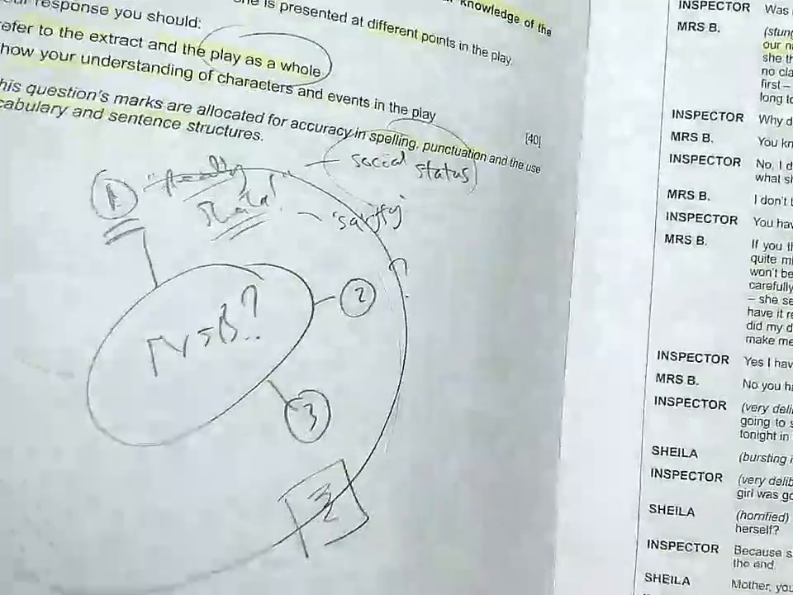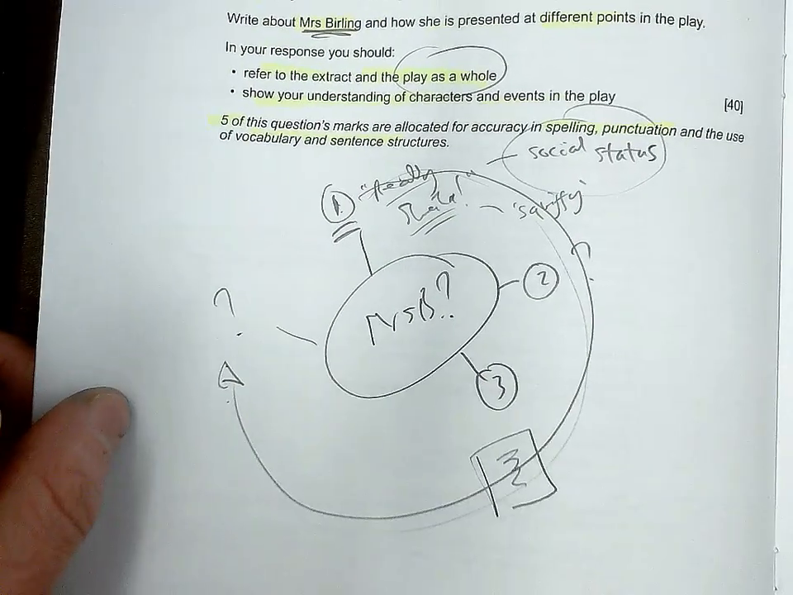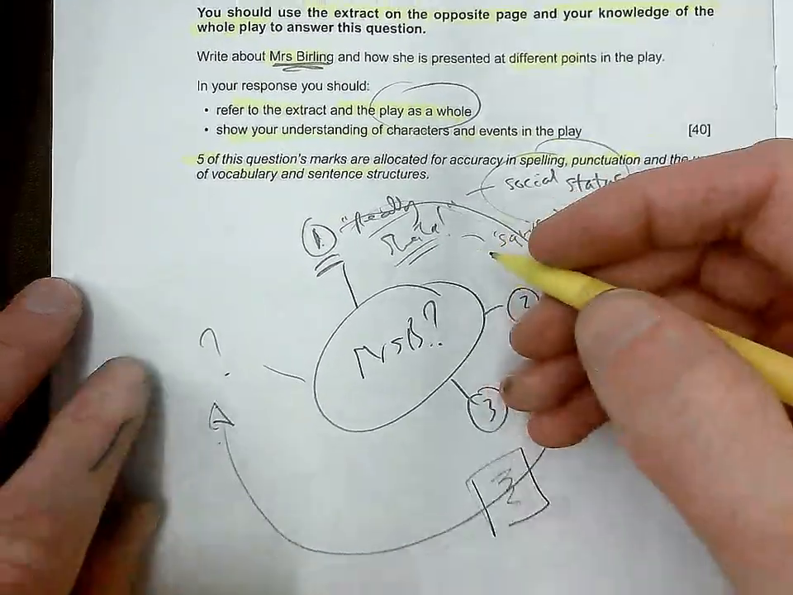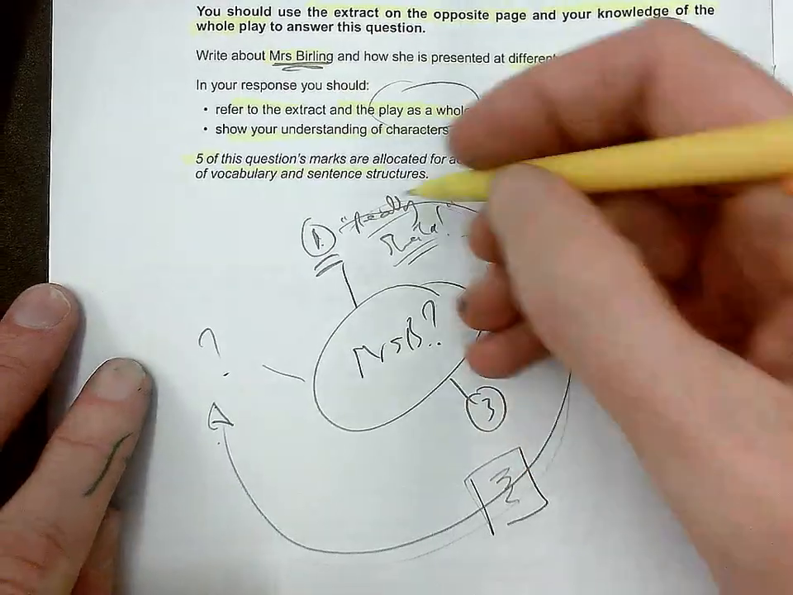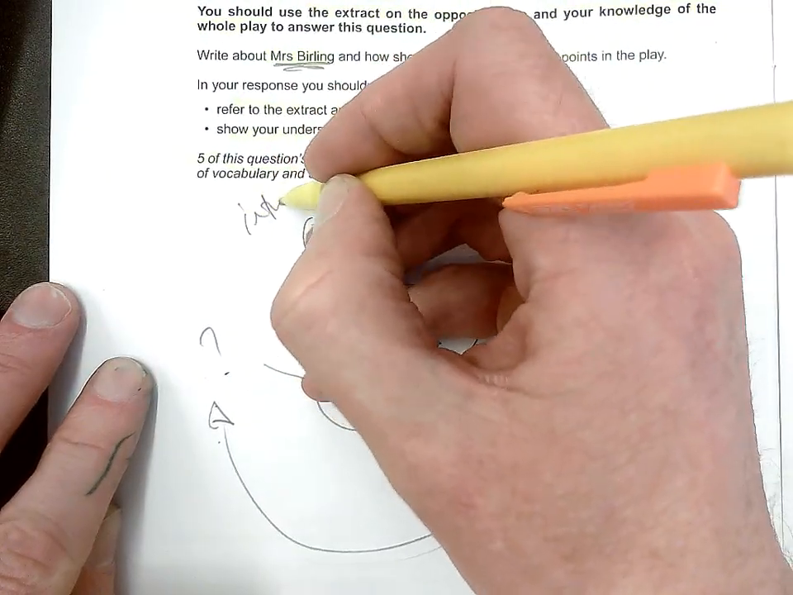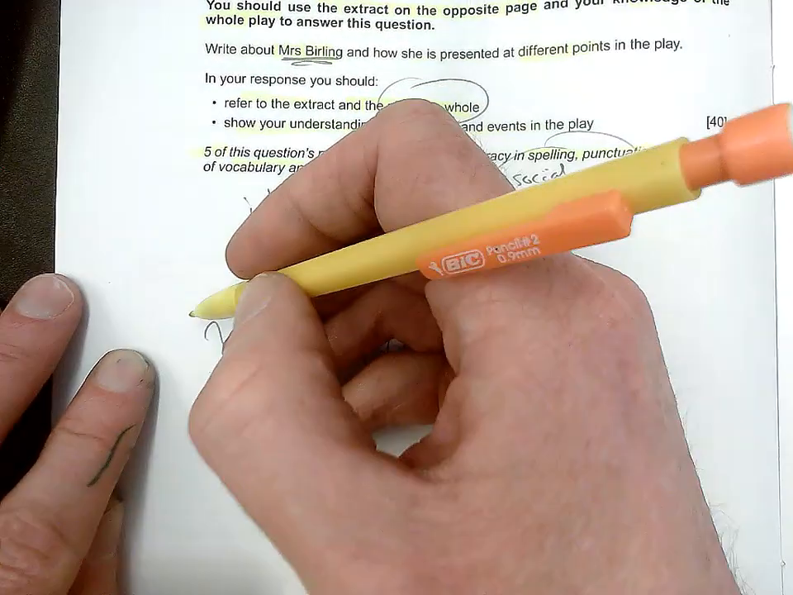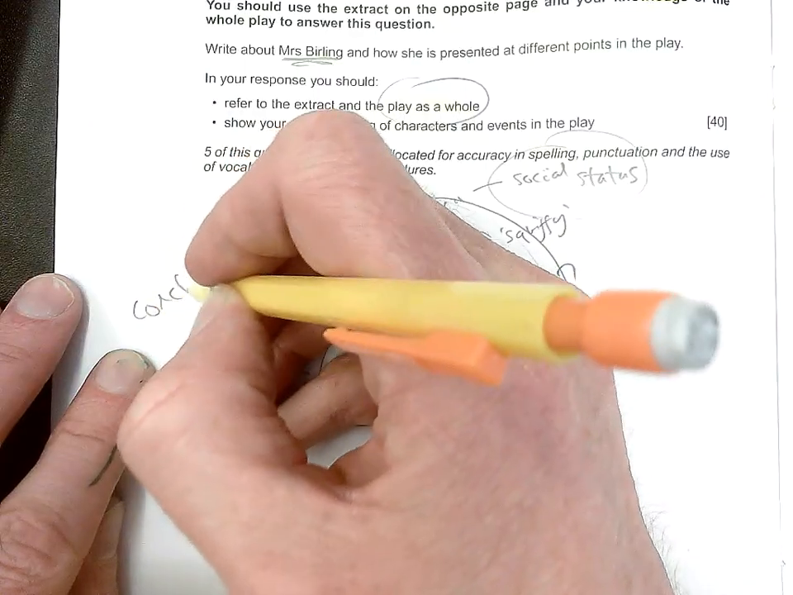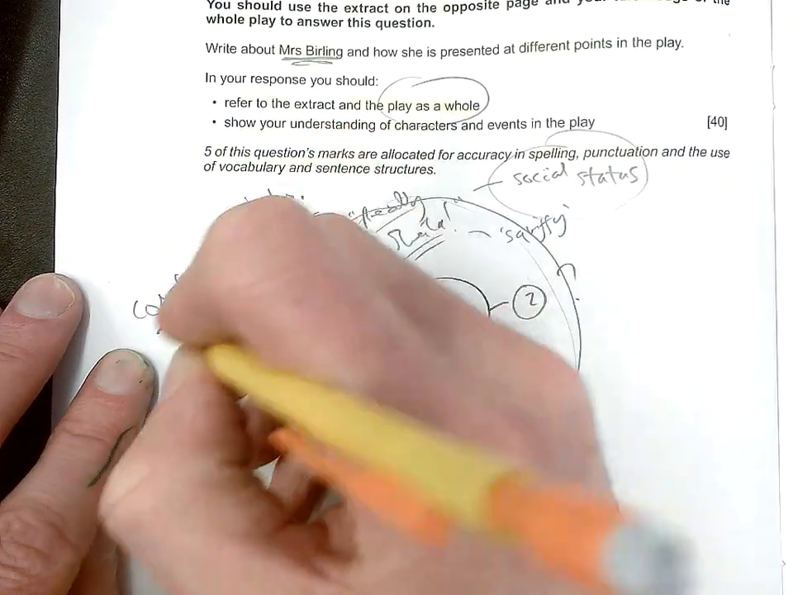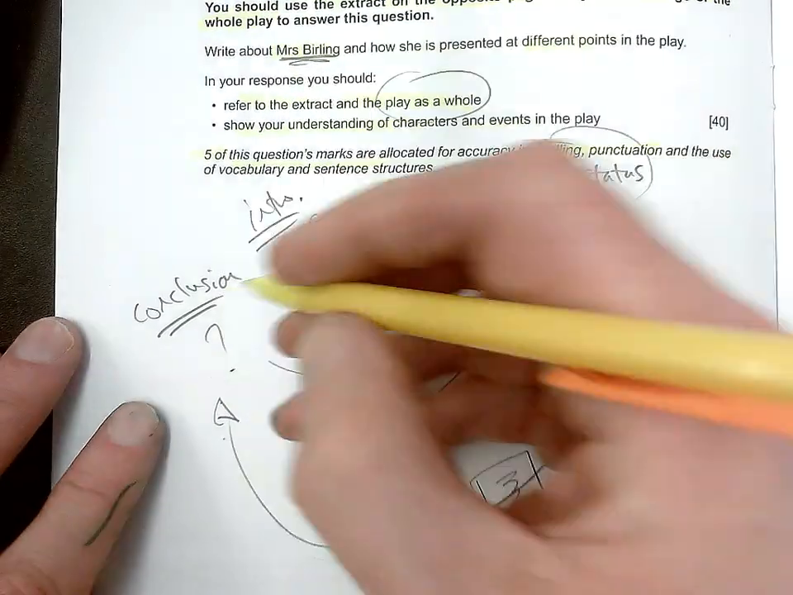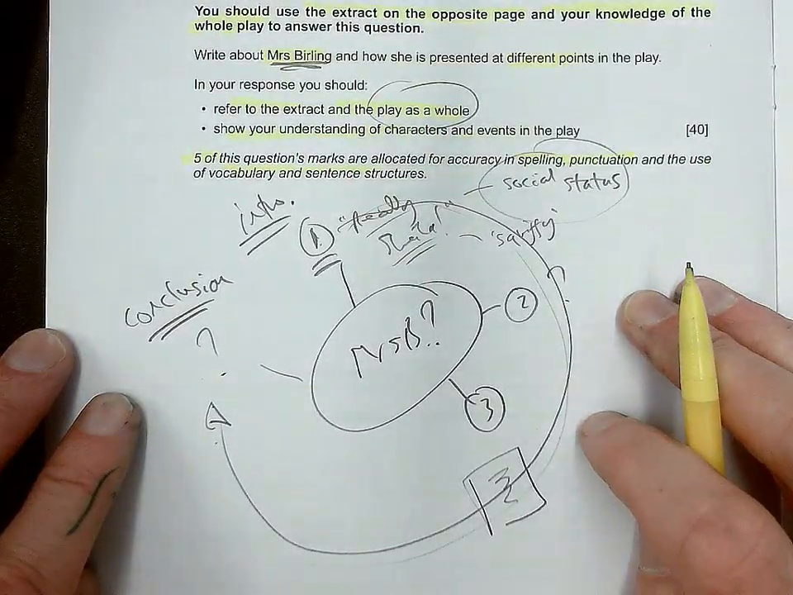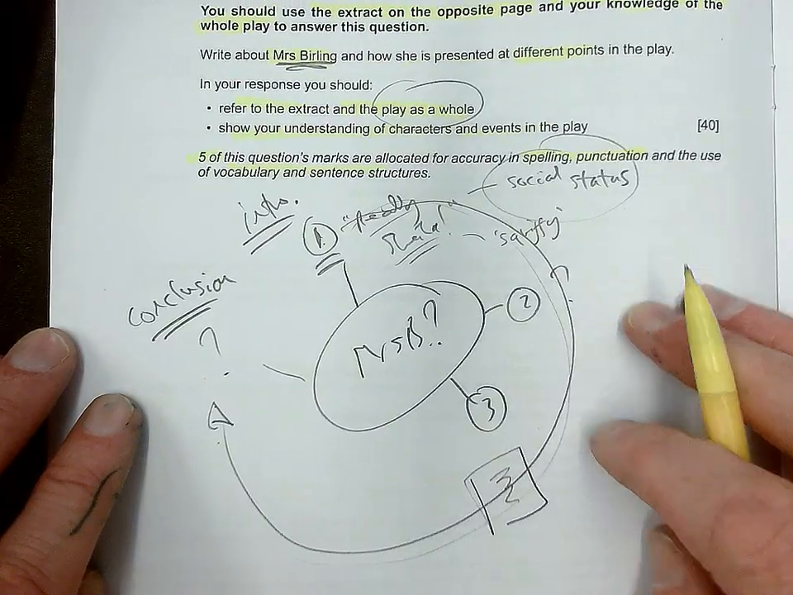Now remember, you only have 45 minutes. Try and take no longer than 5 or so minutes to plan. It's a good idea to start with an introduction where you summarize your answer to the question. And if you get time at the end, you could do a brief conclusion and try and weigh up how successfully has Priestley presented Mrs. Burling. What are we meant to learn from Mrs. Burling? What's Priestley trying to teach us? That would be a good thing to really focus on in your conclusion.